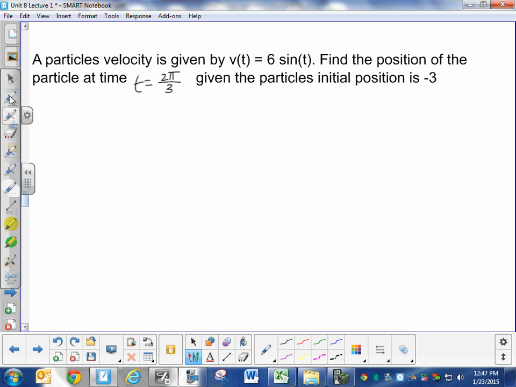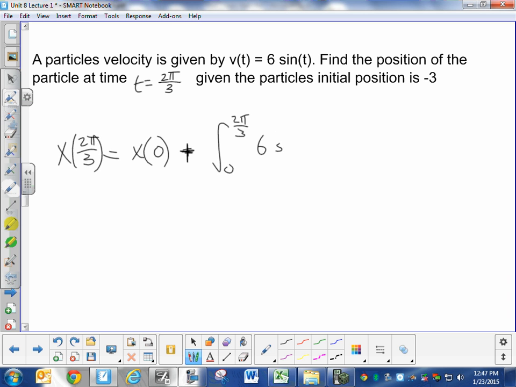Two ways to do it. Really? You want to find the position at 2 pi over 3. You just take your position at time 0, which you know is -3, and add, not equals, add the area from 0 to 2 pi over 3 under the derivative of position, which is velocity. This is a quick way to do it using your calculator. We just get the value 6.